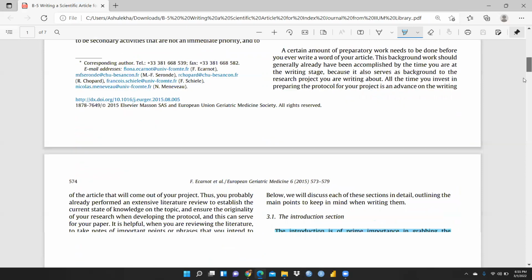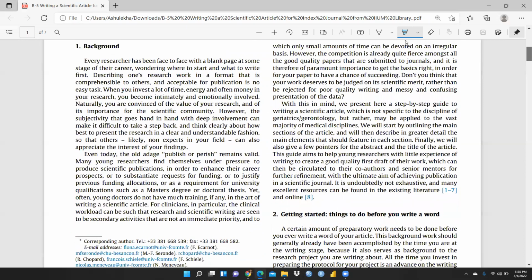So first of all, the background of this particular research paper: subjectivity that goes hand in hand with deep involvement can make it difficult to take a step back and think clearly about how best to present the research in a clear and understandable fashion, so that others, likely not experts in your field, can also appreciate the interest of your findings. And this paper is divided into a number of sections.